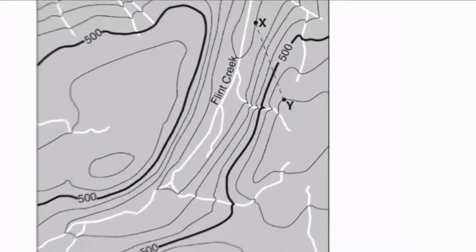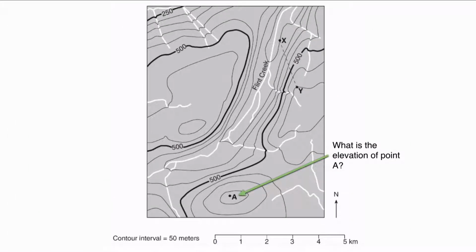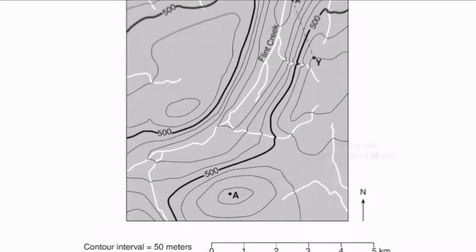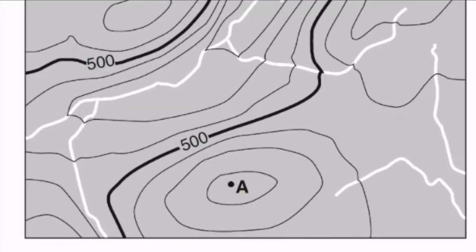All right, here's an interesting question. What is the elevation of point A? But how can we figure out that elevation at A since it doesn't sit on a line? What do you think the value would be? Because it doesn't sit on a line, we have to take a few things into account. Well, first, let's deal with what is the range it can be.